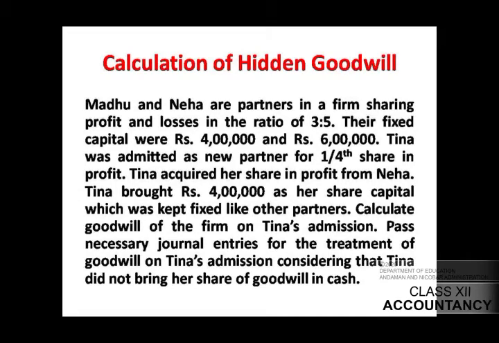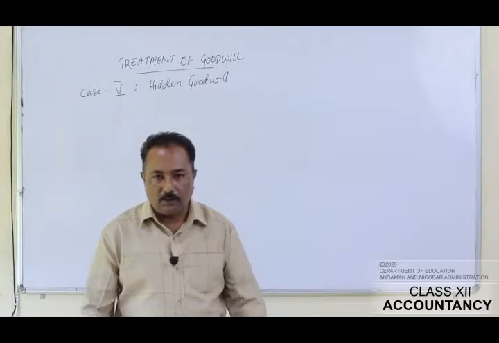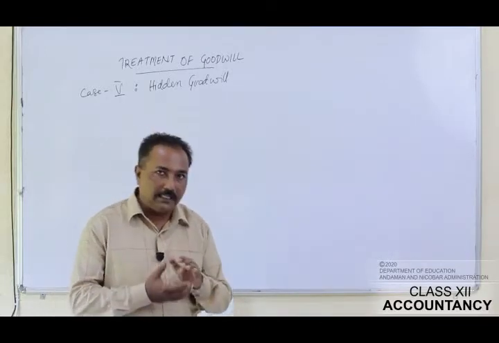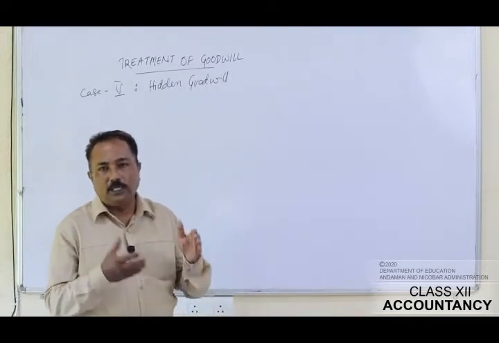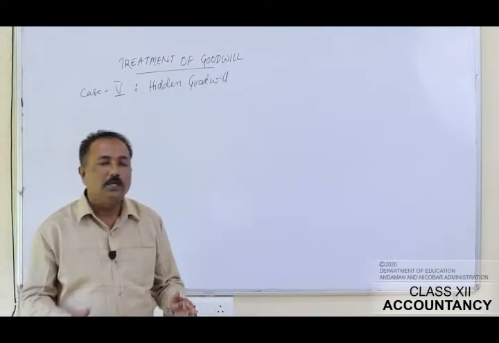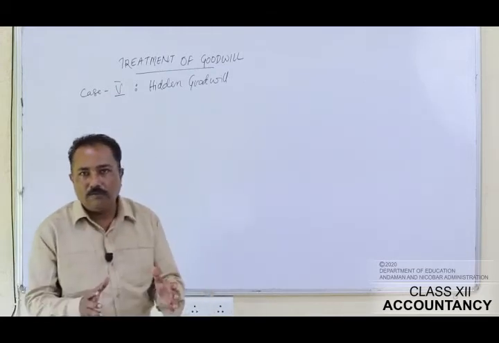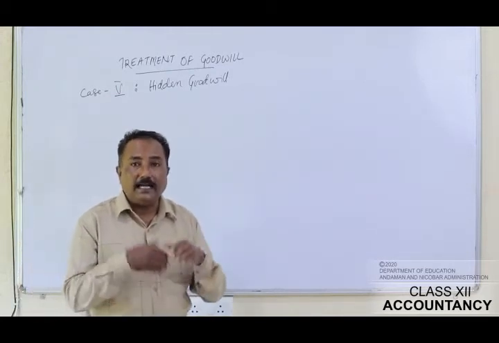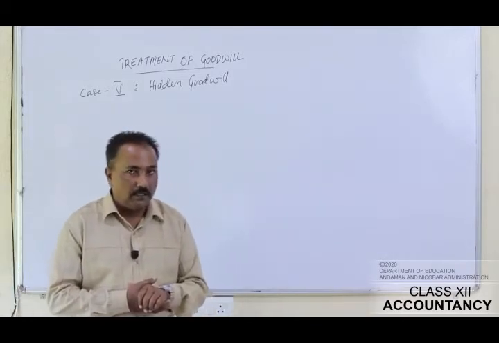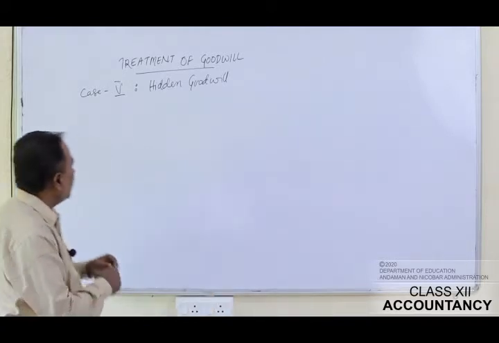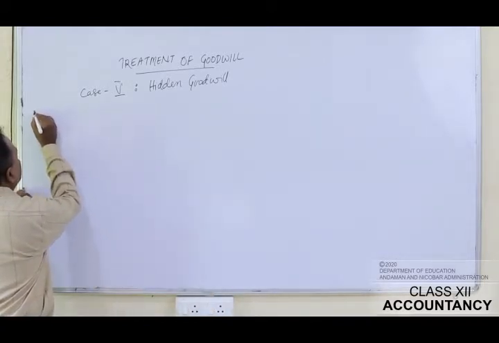Pass necessary journal entries for the treatment of goodwill on Tina's admission, considering that Tina did not bring her share of goodwill in cash. Now, this is the question of the hidden goodwill, because here the information relating to the goodwill is not at all given. You have to calculate the goodwill of the entire firm first, and then you will have to calculate the new partner's share of goodwill. Now, for that purpose, first of all, you will have to pass the general entries.